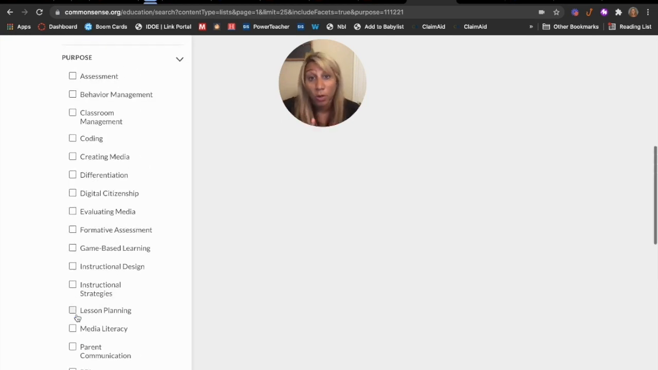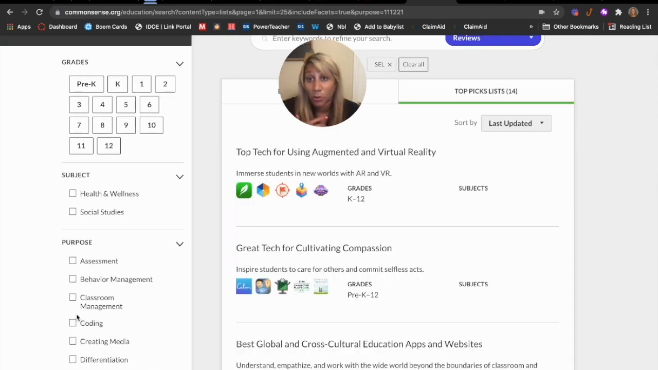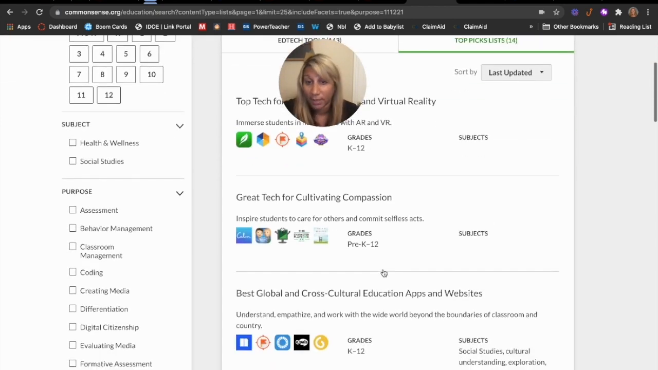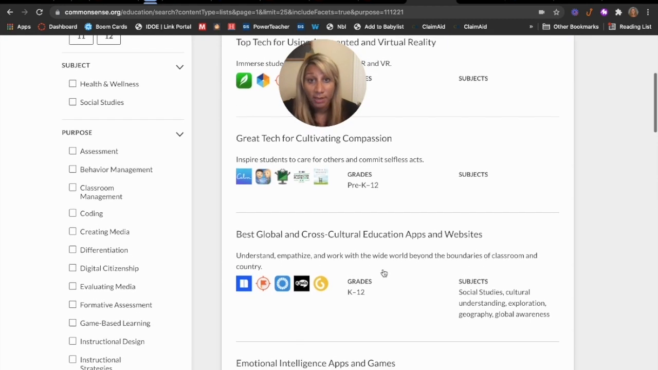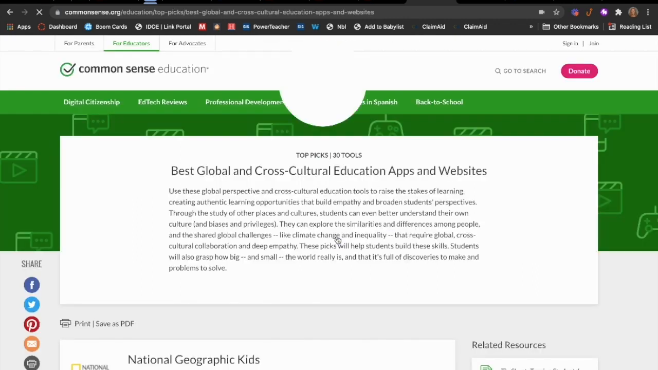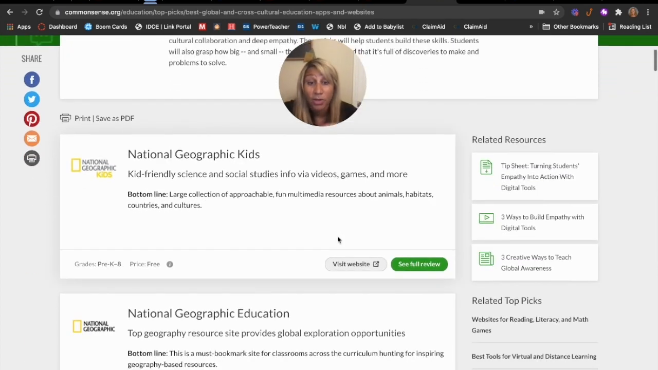If you look, there are so many different things that they have reviewed for you already to make sure you're getting quality tools. But I went to this and then went to the top picks list. If you click on any one of these, like the one we just talked about in the last part, Impatico, best global and cross-curricular education apps and websites, it gives you a breakdown of the different websites, the cost, if there is a cost, and then you can go right to it.